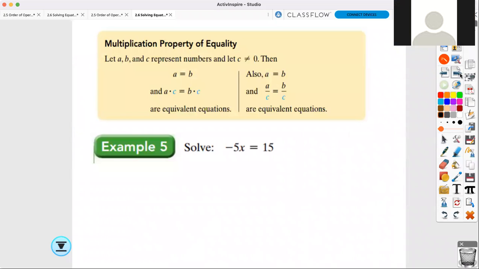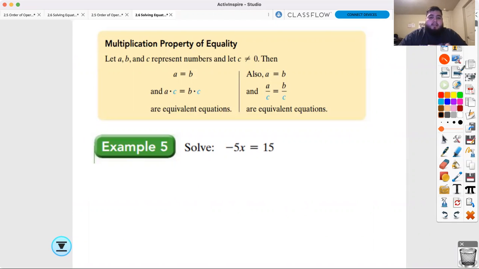All right, now we have another property, guys, the multiplication property, and we have a couple of equations to go. I'm going to go ahead and give you about 2 or 2.5 minutes to copy this stuff down. And then let's get started on example 5.